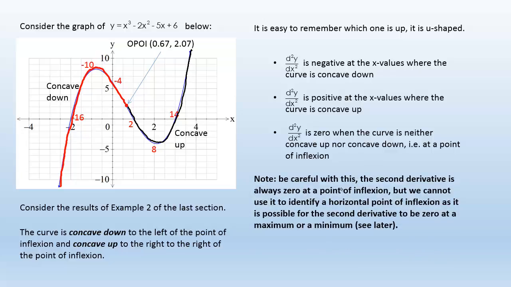Note, be careful with this: the second derivative is always 0 at a point of inflection, but we cannot use it to identify a horizontal point of inflection. And that does mean a horizontal point of inflection. We'll look at that later, as it is possible for the second derivative to be 0 at a maximum or a minimum. And we'll talk about that later when we look at the second derivative test.